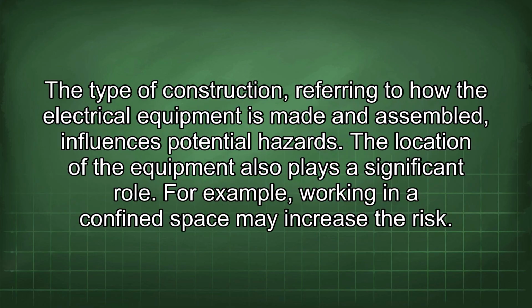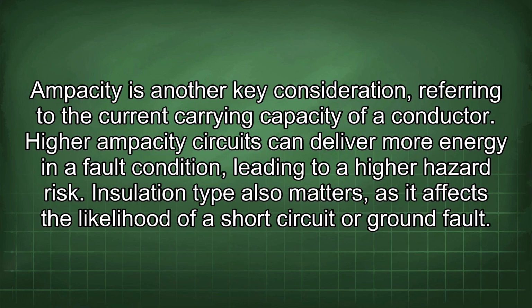The type of construction, referring to how the electrical equipment is made and assembled, influences potential hazards. The location of the equipment also plays a significant role. For example, working in a confined space may increase the risk. Ampacity is another key consideration, referring to the current carrying capacity of a conductor. Higher ampacity circuits can deliver more energy in a fault condition, leading to a high hazard risk.